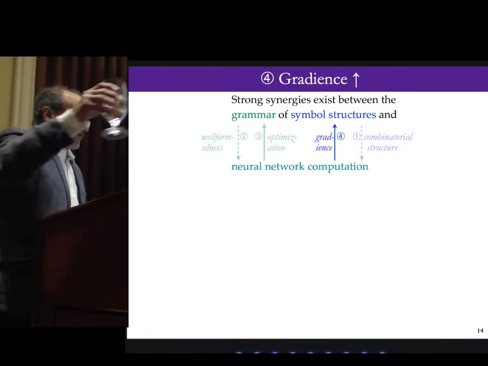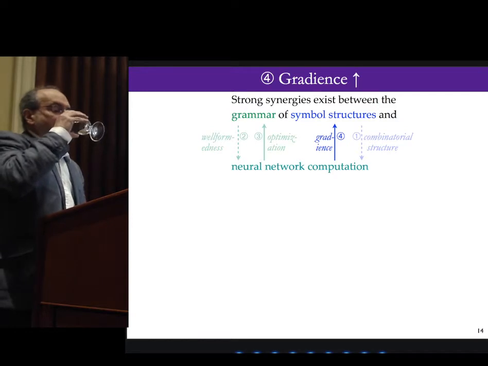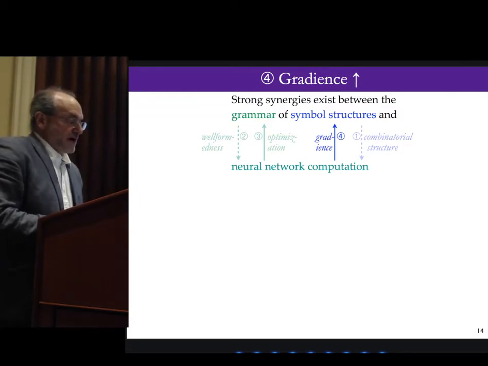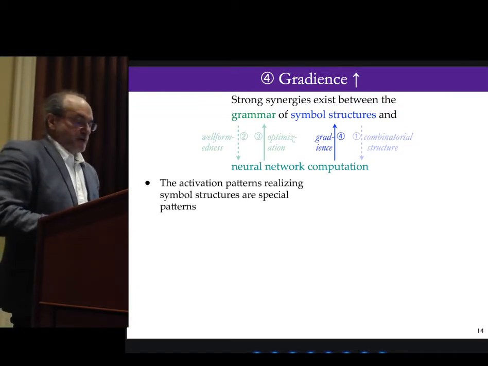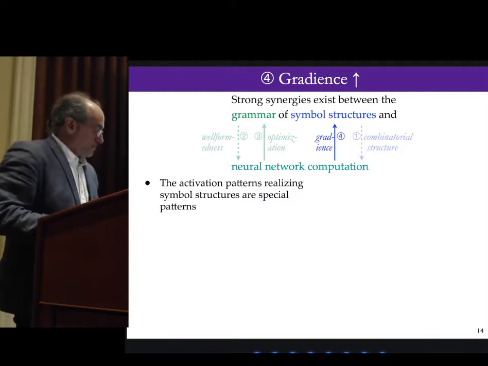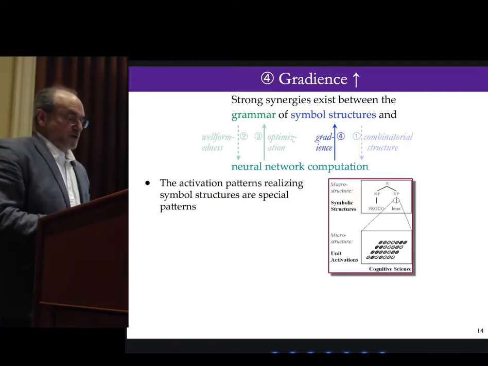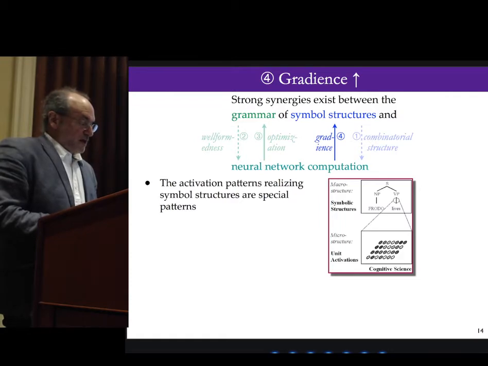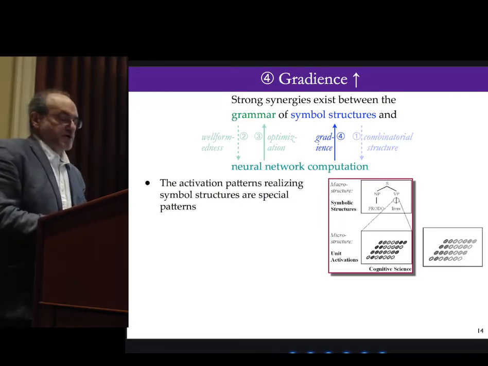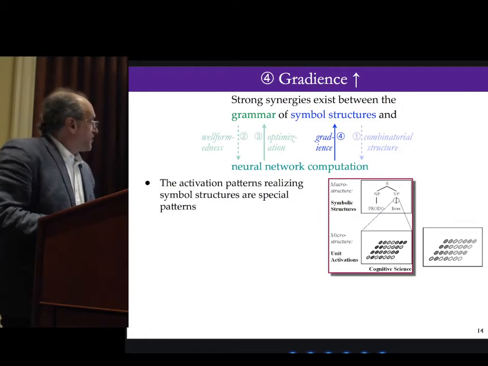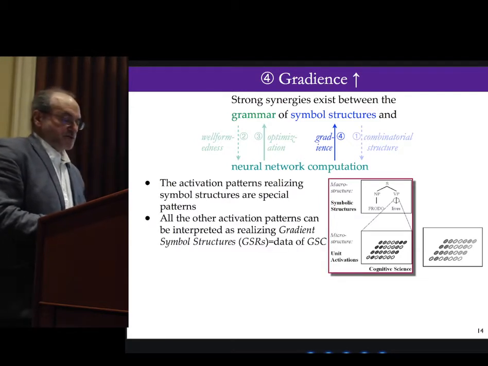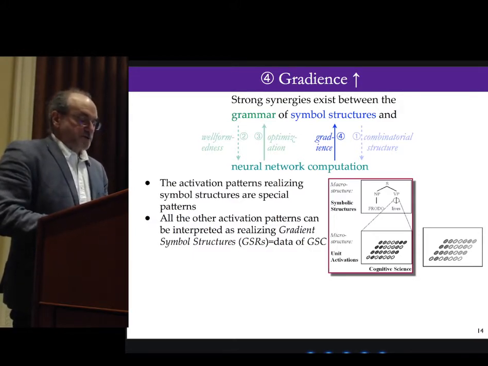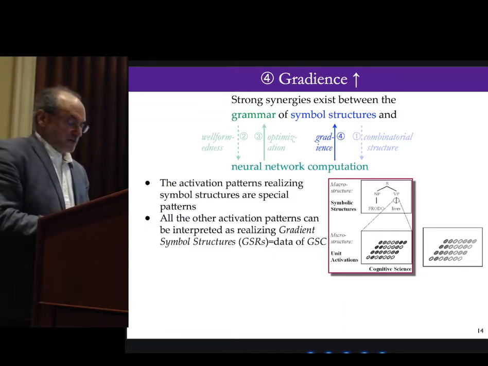Okay, so now our fourth and last theoretical topic. The activation patterns realizing symbol structures, TPRs, are special patterns. The activation pattern shown here is one of those special network states that exactly realizes a discrete symbol structure, the tree shown here. But this slightly different pattern is not the TPR of any discrete tree. All the activation patterns, aside from those realizing discrete symbol structures, can be interpreted as realizing gradient symbol structures, which are the data processed in gradient symbolic computation, or GSC.